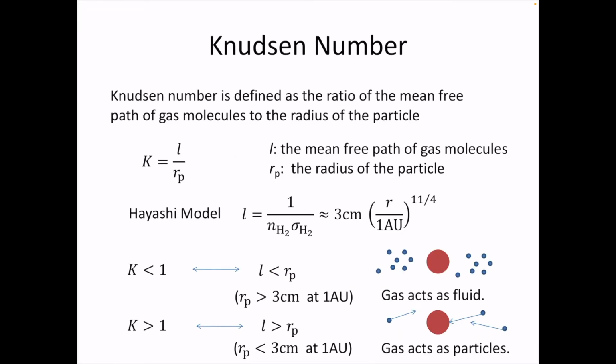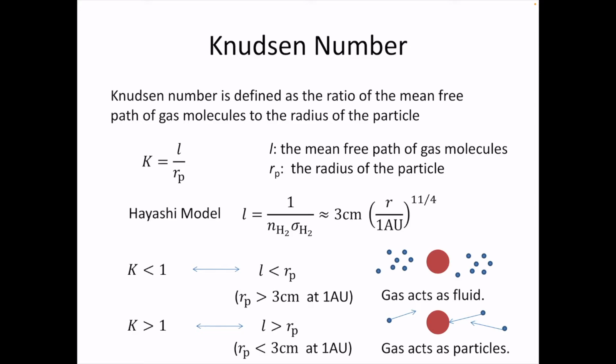The Knudsen number is defined as a ratio of the mean free path of gas molecules to the radius of the particles. Lowercase l is the mean free path of gas molecules, and R sub p is the radius of the particles. K is defined as l over R sub p. In the Hayashi model, we can easily calculate the mean free path of the gas molecule as 1 over n, the number density of the hydrogen molecules, times the cross-section for collision of the hydrogen molecules. It is calculated as 3 centimeters at 1 AU. So this is the mean free path of the gas molecules.